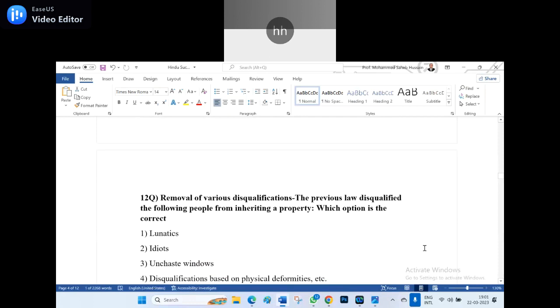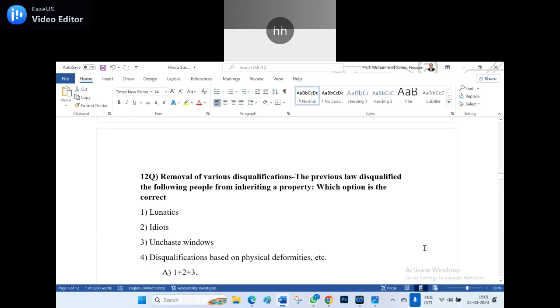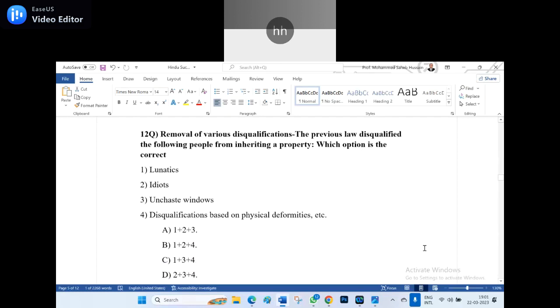Now the 12th question. Removal of the various disqualification. The previous law disqualified the following people from inheriting the property. Which option is the correct? I say previous law, not after the amendment. Number 1, lunatics. Number 2, idiots. Number 3, unchaste widows. Number 4, disqualification based on the physical deformities. Option A, 1 plus 2 plus 3. B, 1 plus 2 plus 4. C, 1 plus 3 plus 4. D, 2 plus 3 plus 4.